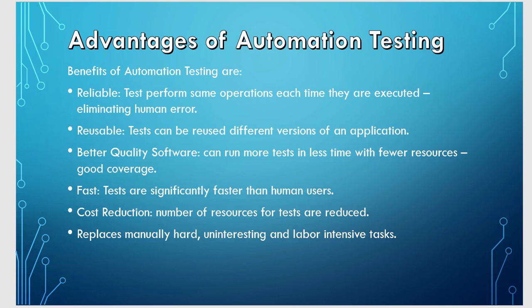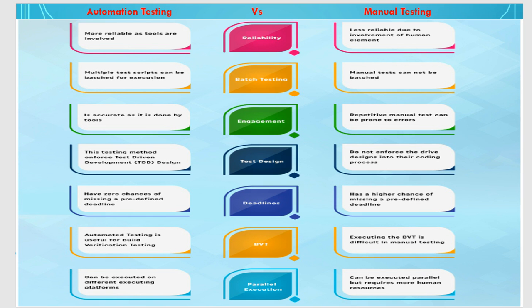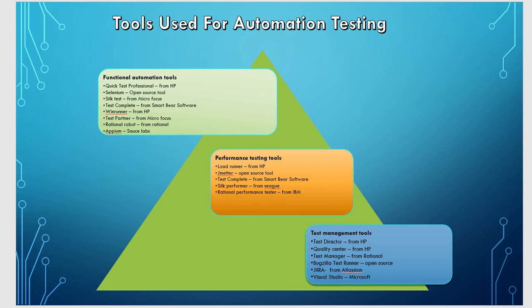So now let's see what the tools used for automation testing are. These are classified into functional automation tools, performance testing tools, and management tools. For functional automation tools, we have UFT, earlier known as QTP, from HP. Then comes Selenium, which is an open source tool. SilkTest from Micro Focus. TestComplete from SmartBear Software. WinRunner from HP. TestPartner from Micro Focus again. Rational Robot from Rational, and Appium, Sauce Labs.